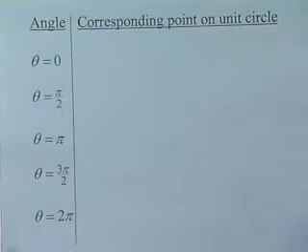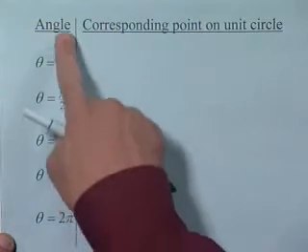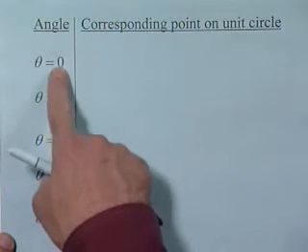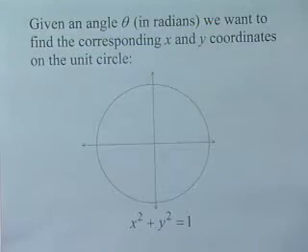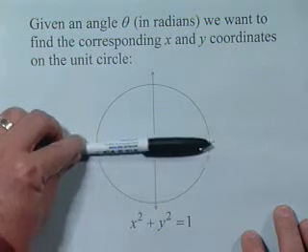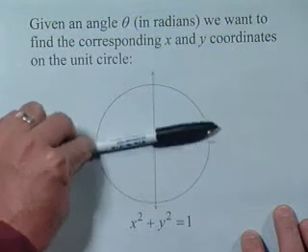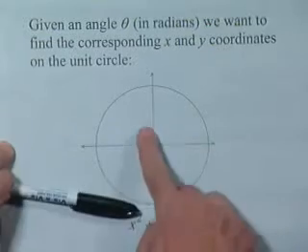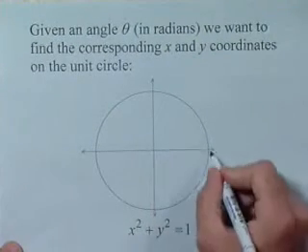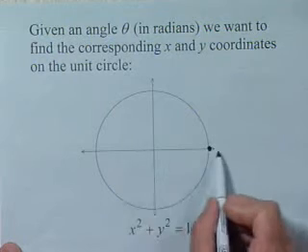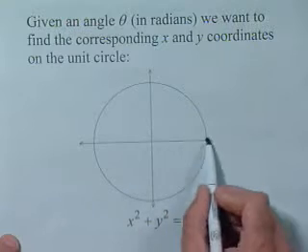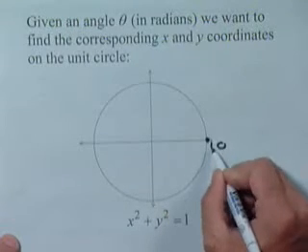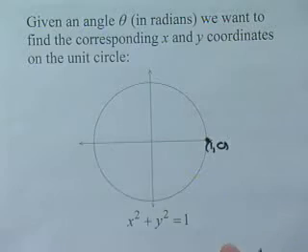All right, let's start with some easy ones, okay? Given an angle of 0, I want to find the corresponding point on the unit circle. Well, an angle of 0 is just the ray going out this way. We haven't started any rotation. Remember, the unit circle has a radius of 1, so the corresponding point on the unit circle that corresponds to the angle of 0 is the point 1, 0. Okay?